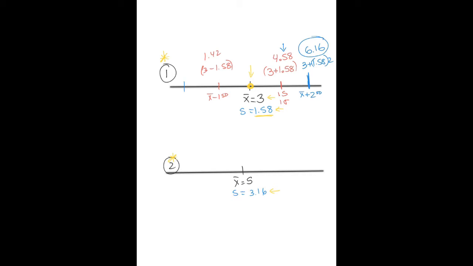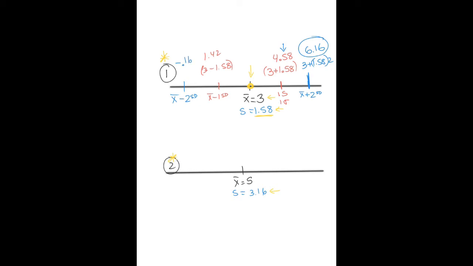Now let's go 2 standard deviations below the mean. So we have x bar minus 2s, or 2 SD. So this will simply be 1.42 minus 1.58. And now notice what's going to happen here is we're going to go into negative territory with negative 0.16.